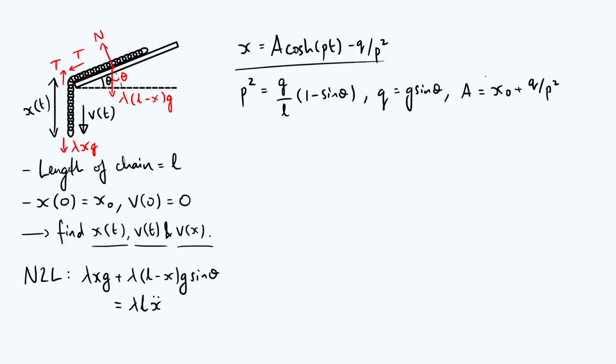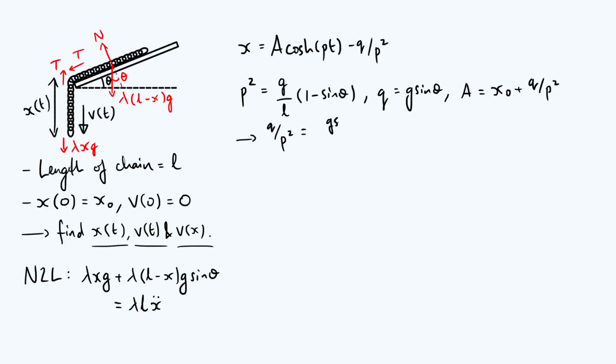We've got a bunch of derived parameters p squared and q and a, which are defined in terms of the original parameters of the problem. One thing to notice is that the combination q over p squared is important because it appears in x, and it also appears again via a. So we should probably focus on that specific combination and work out how to write q over p squared in terms of the parameters of the problem.